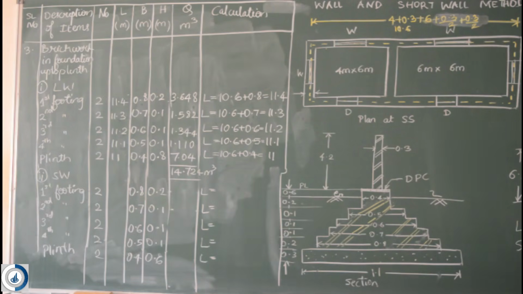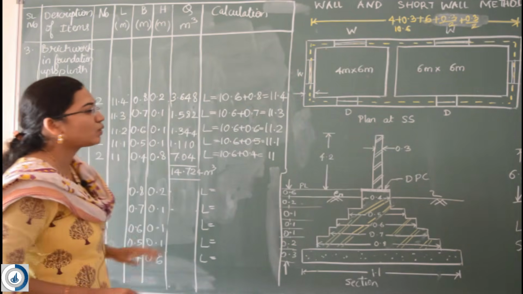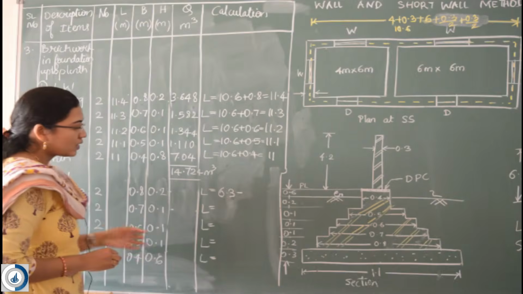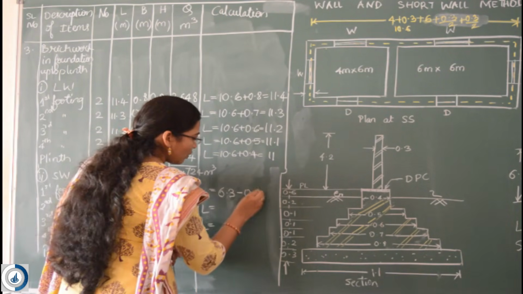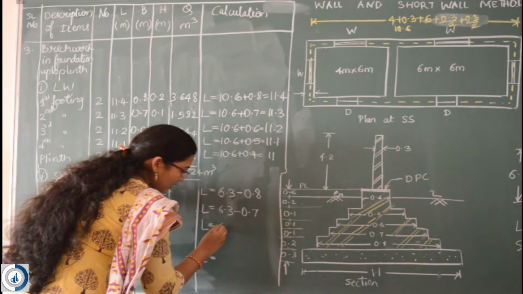Now we have to calculate for the short wall. The short wall center to center distance, we know it is 6.3. So 6.3 minus the width of the first footing, that is 0.8. So minus 0.8. The next, 6.3 minus 0.7.